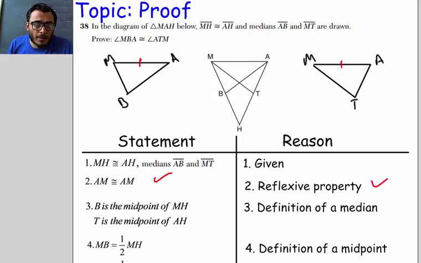All right, then I wrote here B is the midpoint of MH. And we know that's true from the definition of the median, right? The median connects a vertex and the midpoint on the opposite side. So B is a midpoint. We know T is a midpoint because of a median. So we know this is a midpoint, this is a midpoint. Now that's going to come in handy in a second. You'll see how. So we know B and T are midpoints.